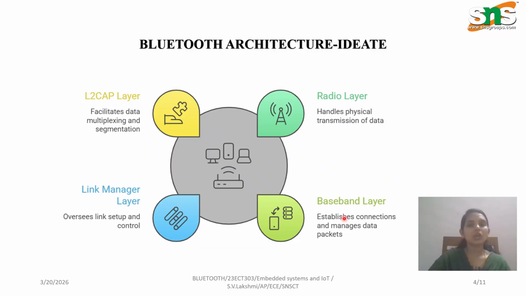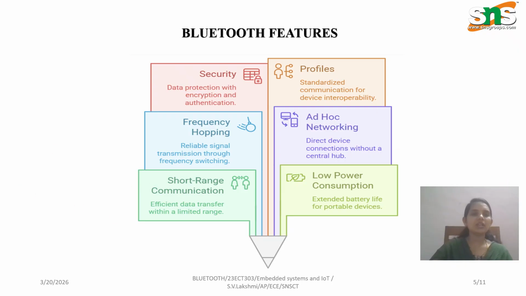The next is the Logical Link Control and Adaptation Protocol layer, which we call L2CAP. This adapts the upper layer protocols, and it is mainly for multiplexing and segmentation. These are the Bluetooth architecture layers. The features, as already discussed, are a short-range, low-power communication protocol which employs frequency hopping spread spectrum technology in order to avoid interference. It is secure, the protection and encryption are very good, and it makes use of ad hoc networking.